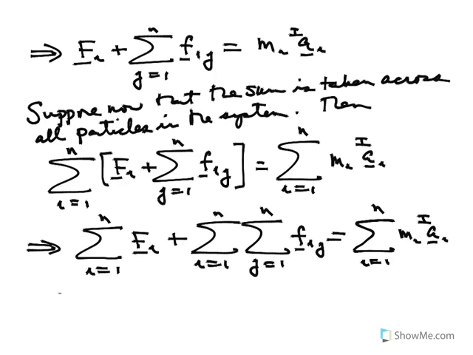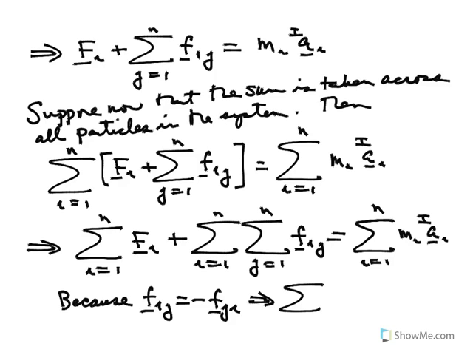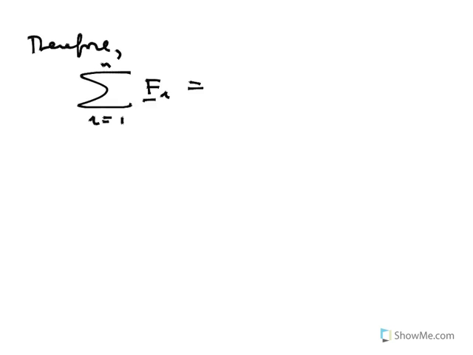Now, because Fij equals minus Fji, or vice versa, the double sum from i equals 1 to n and j equals 1 to n of Fij equals 0. So therefore, the summation from i equals 1 to n of Fi has to equal the summation from i equals 1 to n of mi ai in I. Now we're going to define some new quantities.